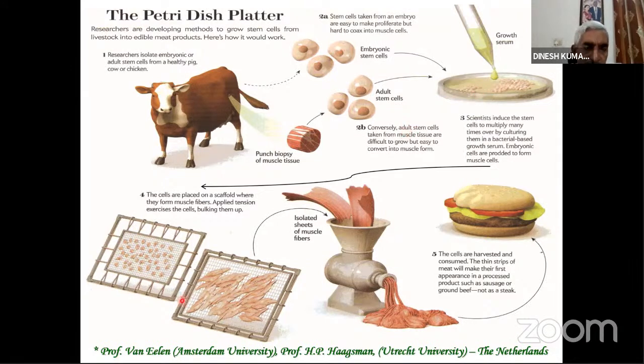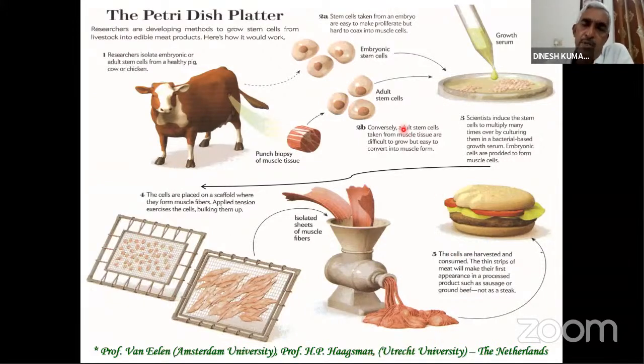Now these muscle cells are scaffolded on a net, and after exercise in the medium, they form muscle fibers, which are peeled and can be used for eating purposes. So whatever meat you are taking, you can form chicken meat, fish, muscle, whatever you want. This work is done in the Netherlands by Professor Van Allen, Amsterdam University, and Professor Hacks, Utrecht University.